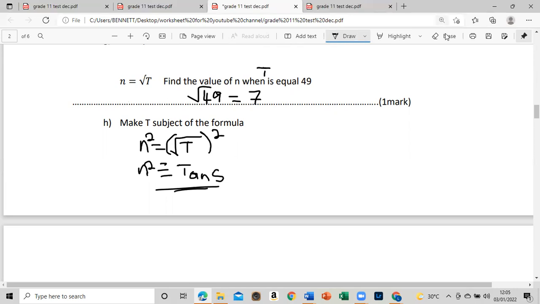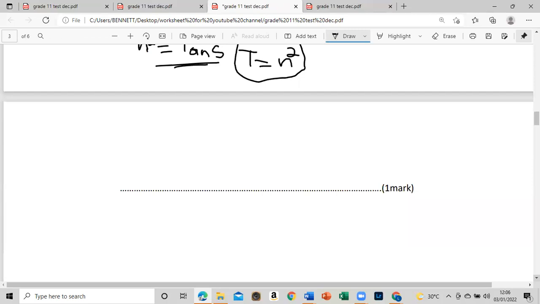Oh, I'll put this one on. Let's go again. So n squared, or t, is equal to n squared. This and this are the same. Alright, let's move on.